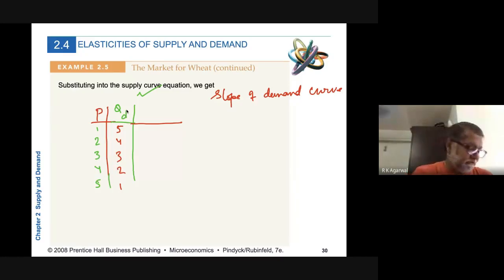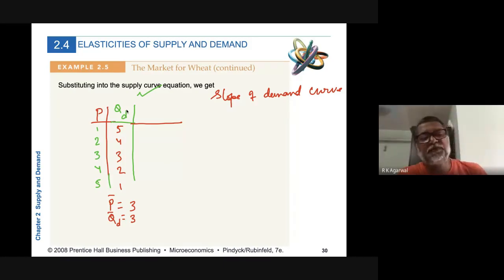Next, find out what is the mean of P. What is mean of P? 3. That is total P divided by 5. What is the mean demand? That is Q bar D. That is also 3. Because 5 plus 4 plus 3 plus 2 plus 1 is same as 1 plus 2 plus 3 plus 4 plus 5. So this is 3.